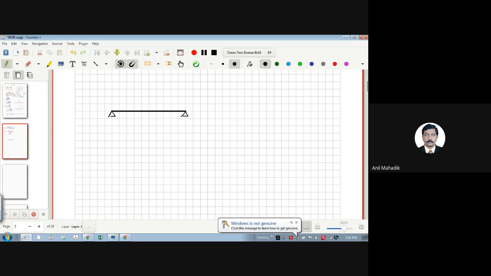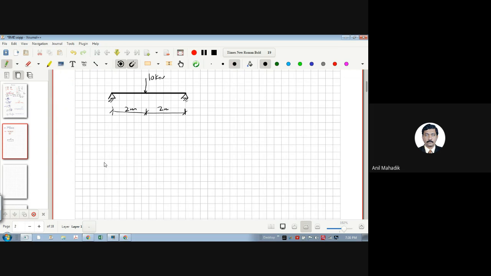अभी ये simply supported beam है, and I have 10 kilonewton force here, and let's say my span is 4 meters, so 2 meter here and 2 meter here. Okay, so this is your simply supported beam with the point load at the center of the beam. So tell me, how will you arrive at the shear force and bending moments?